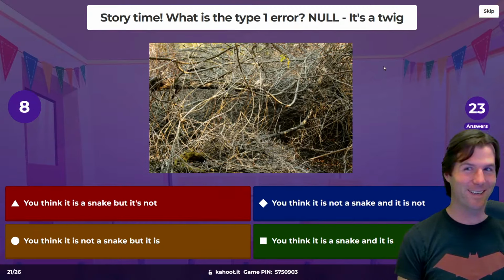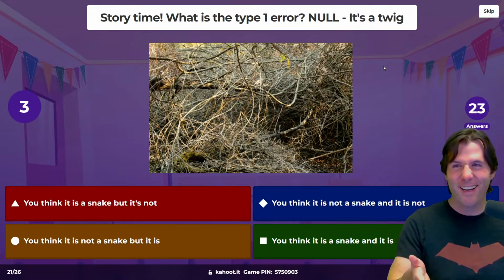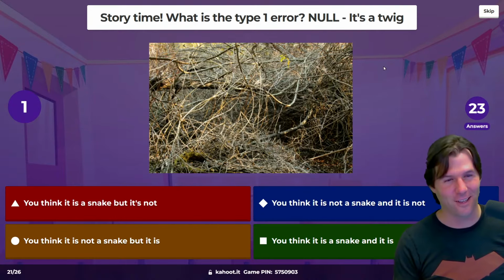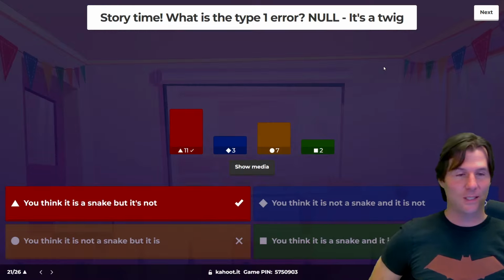Has anyone ever done that? You ever freak out in the woods? You're like, ah! And your friend's like, what? You're like, I thought it was a snake. You're like, that thing? It's not a snake. So that's right there. It's a false positive. You think it's a snake, but it's not.